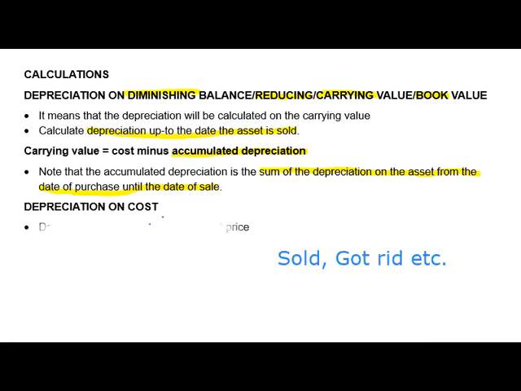Anyway, guys, depreciation is on diminishing balance method or it is on cost price. So I will show you both methods now. Okay, so basically depreciation on cost price, you just take the cost price of the asset, you multiply it by the depreciation rate. Can I move on?